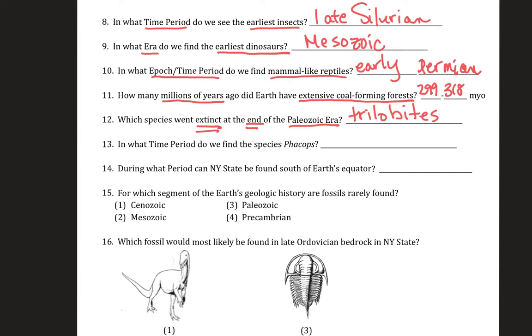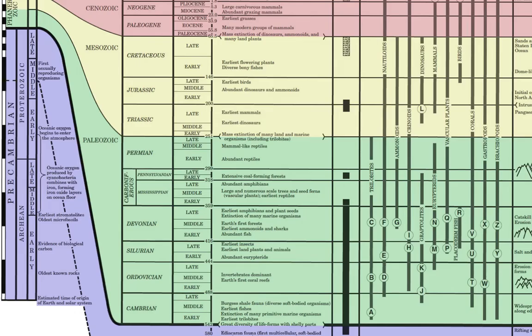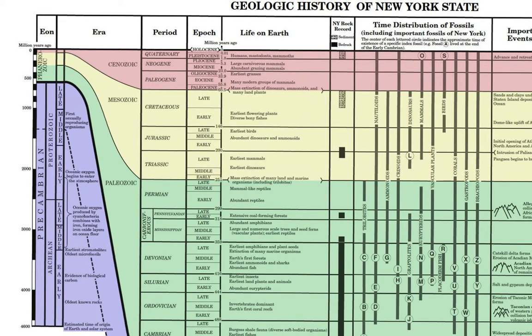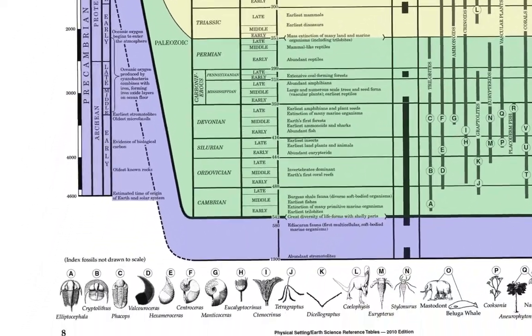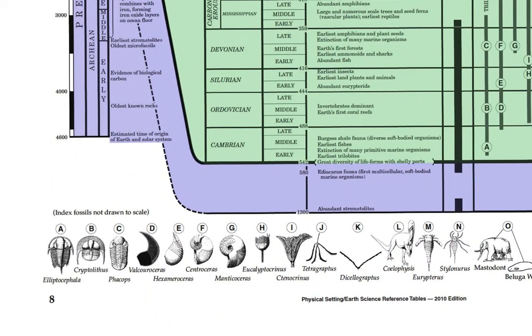Number 13, in what time period do we find the species Phacops? All right, let's go to our reference tables. All right, so for this one, they're giving you a very specific species. And when they give you a very specific species like that, they're probably talking about these species that are at the bottom here where all of our lovely little index fossils are. So we would have to look down here to try to find that specific species.